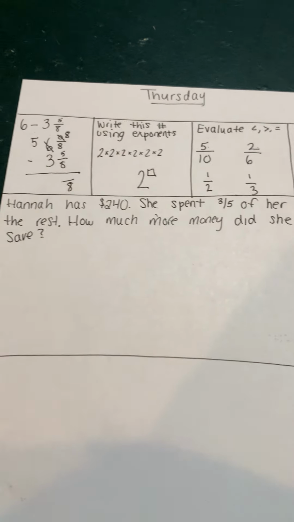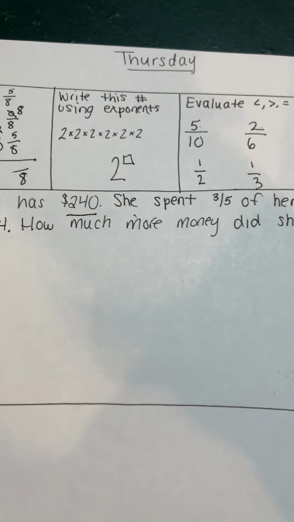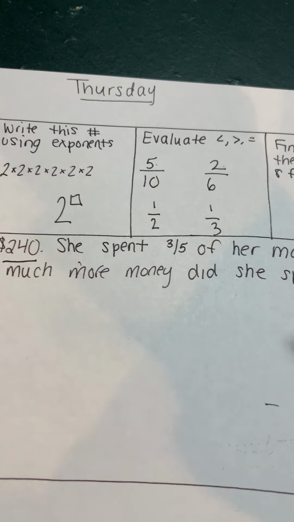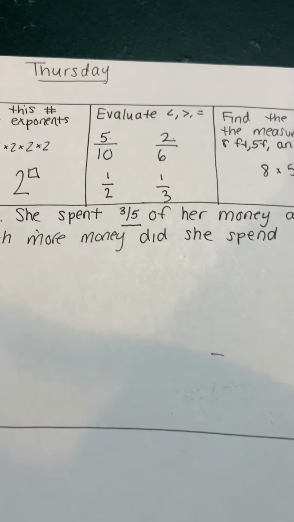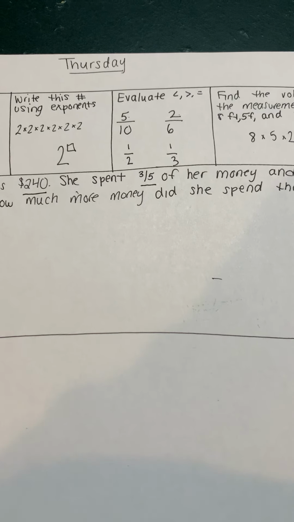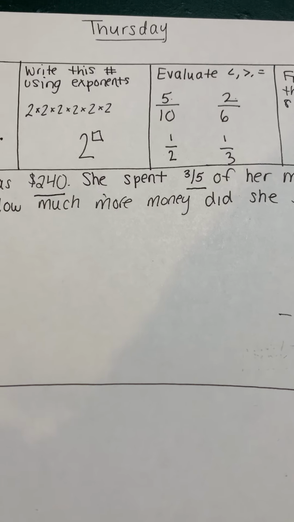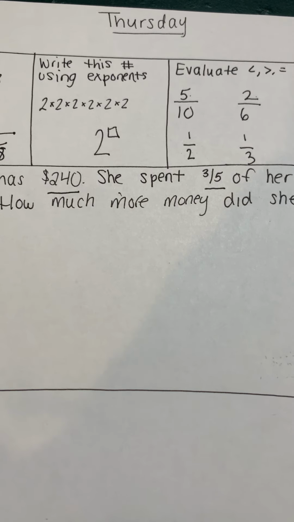And then our last one, the word problem. Hannah has $240. That is our total. She spent 3/5 of her money and saved the rest. How much more money did she spend than did she save? The first step we need to do is to figure out how much money she spent.